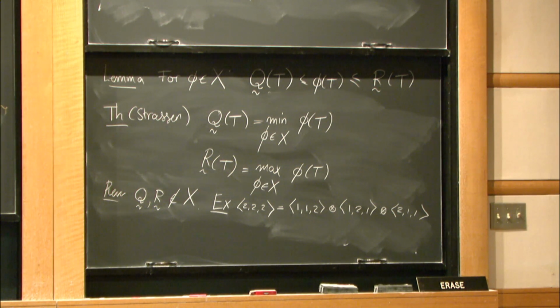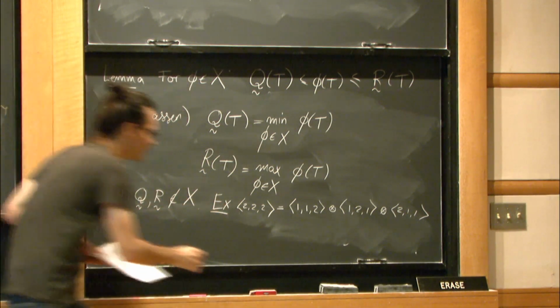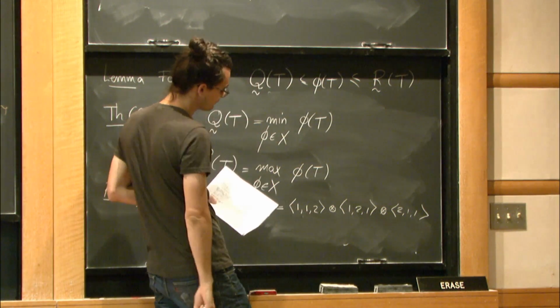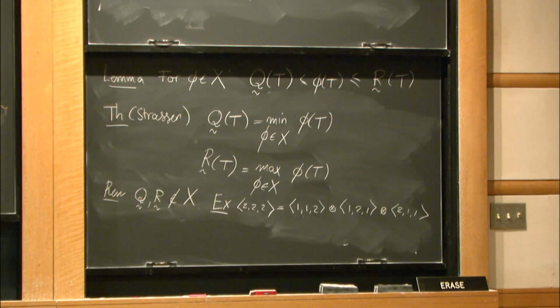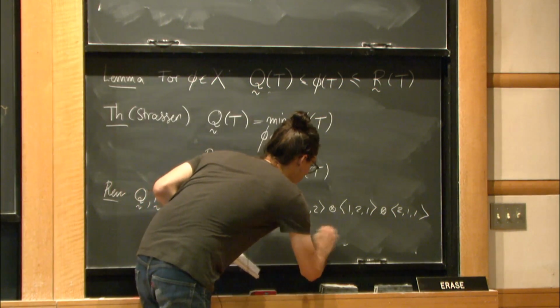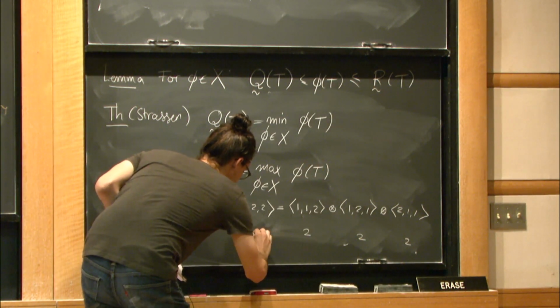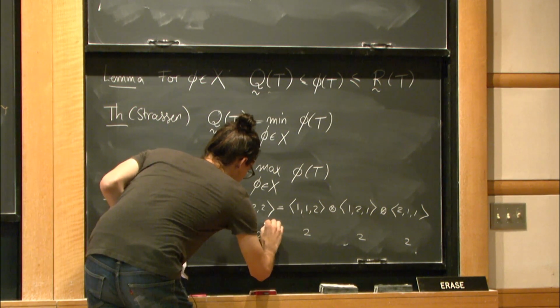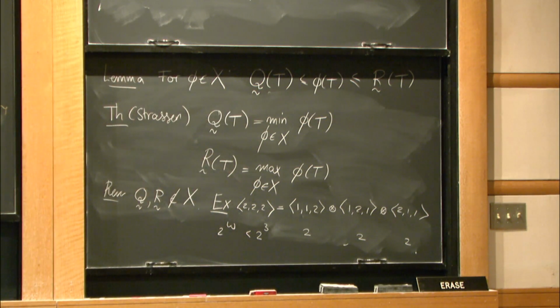And for these, it will be easy to compute the asymptotic rank. And then the asymptotic rank of this tensor will be much smaller. So here the asymptotic rank will be, let's see, I should say it right. It will be 2. This guy will be 2, this guy will be 2, but this will be definitely smaller than 8, because 2 to the omega will be smaller than 2 to the power 3. That's the reason.